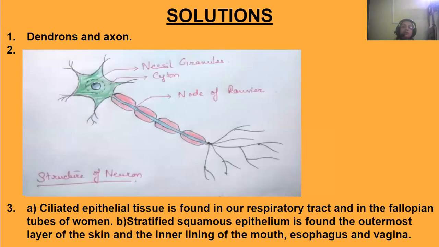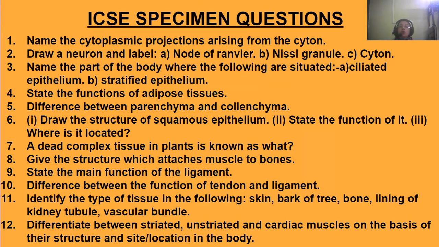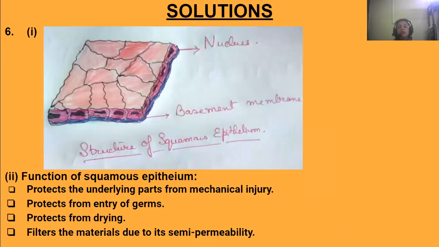So the next question we are moving to: draw the structure of the squamous epithelium, state the function of it, and where it is located. The first part, we need to draw the squamous epithelium. This is the picture of the squamous epithelium. You need to draw it like this. You can make some variations, but the overall picture should be like this with the labeling. This is the nucleus, the dense black part in the center of the cell. And the blue colored part just below the cell arrangement is the basement membrane. These two things should be mentioned.